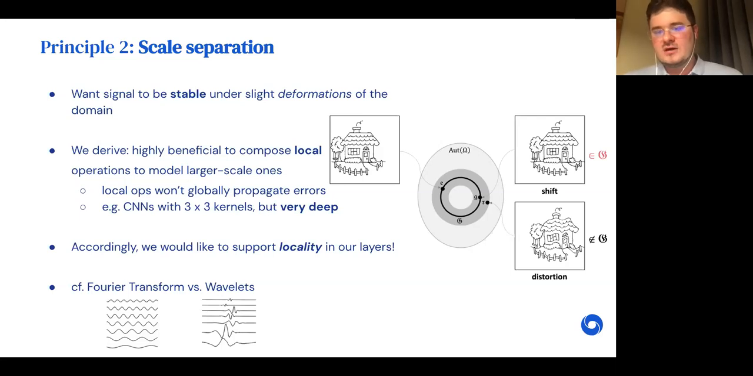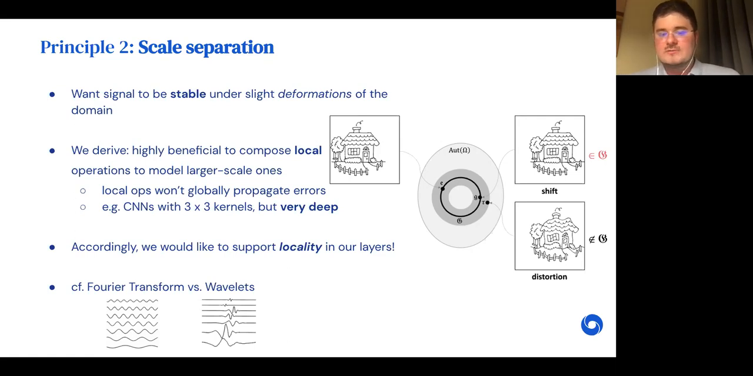But what we derive in our work is that to accomplish this level of so-called geometric stability, it is highly beneficial to compose operations that are very local in order to model larger scale ones. And this is because local operations will not globally propagate errors. So any kind of mistake that happens in the input because of a distortion will be contained within a small region around a particular point of the domain. So this is part of the reason why many modern convolutional neural networks are designed with only 3x3 kernels, which are very small, but then we make them very deep to propagate information.